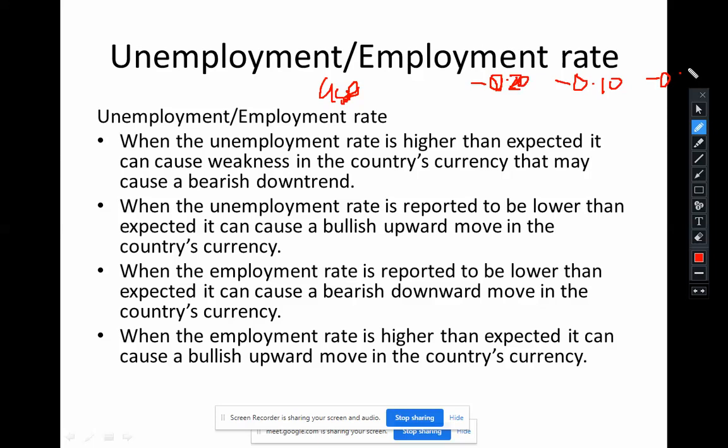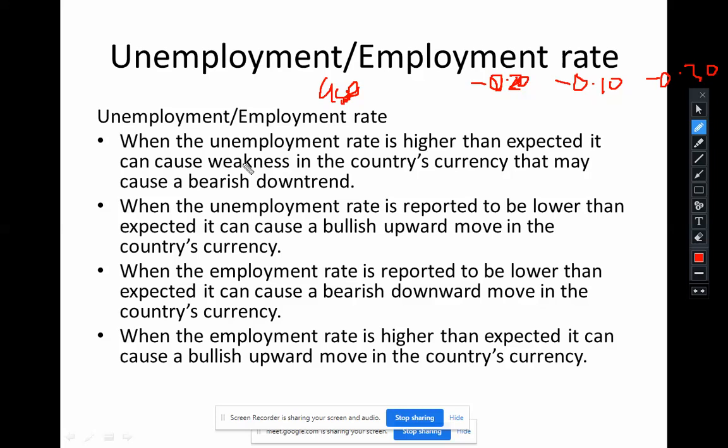The previous was minus 0.30. So you see that minus 0.20 and minus 0.30, which one is higher and which one is smaller, you can do the math by yourself. Okay. So when the unemployment rate is higher than expected, it can cause weakness in the currency.